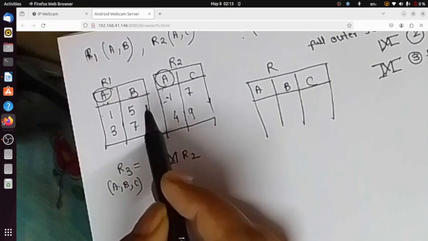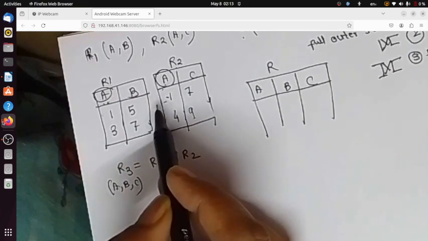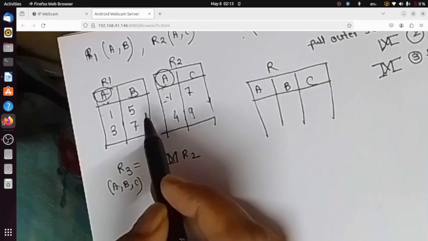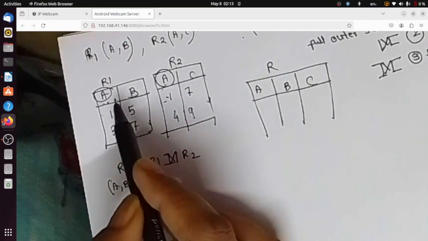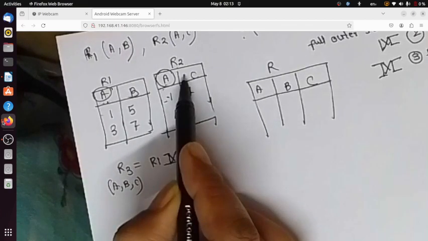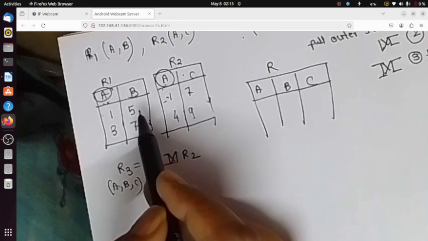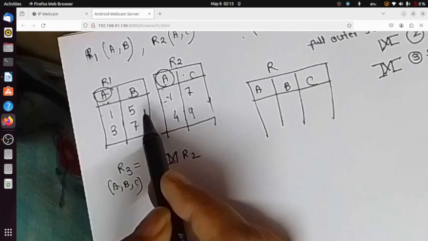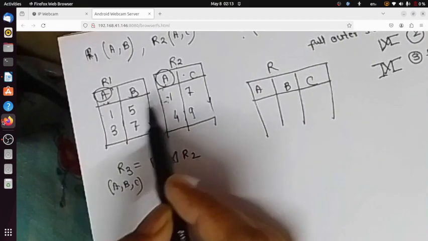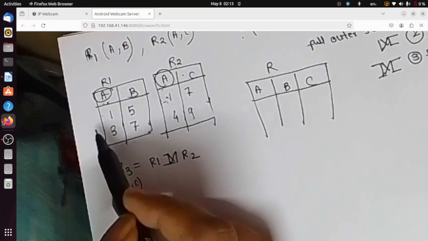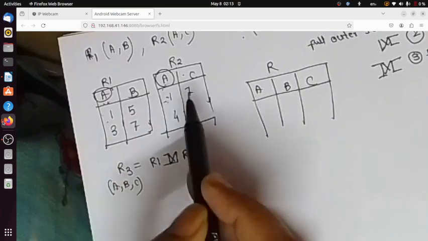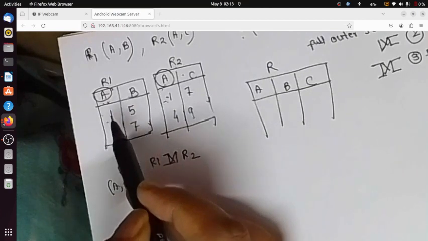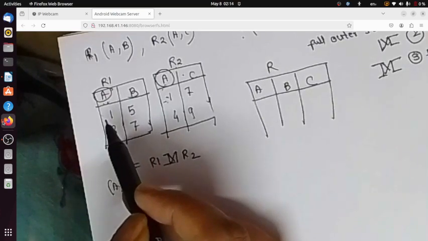Now, forget about the outer join operation, just simply think about the join operation. If we do the joining between these two relations R1 and R2, what will be the output relation? What records will be there in the output relation? If there are matching values in the common column, the rows which have a matching value in the common column will be combined into one row. What does that mean?